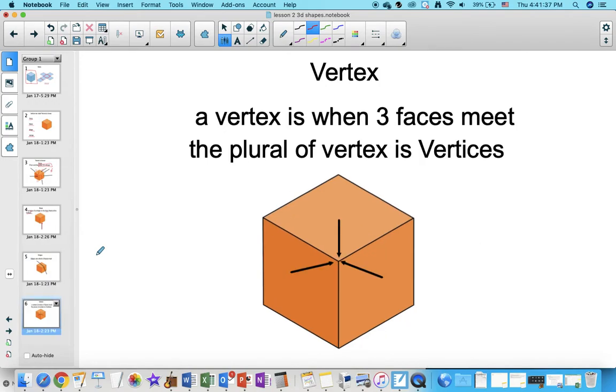Then we have vertexes. Vertexes are when 3 faces meet. Right? And so when you have 3 faces, you end up creating a point called a vertex, or basically a corner. The plural of a vertex is vertices. So if I said, what is the plural of a vertex? You would say vertices.